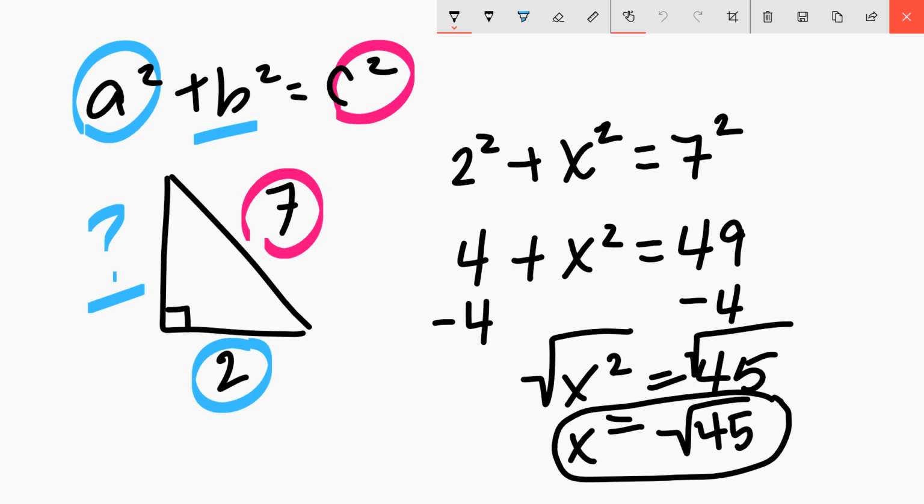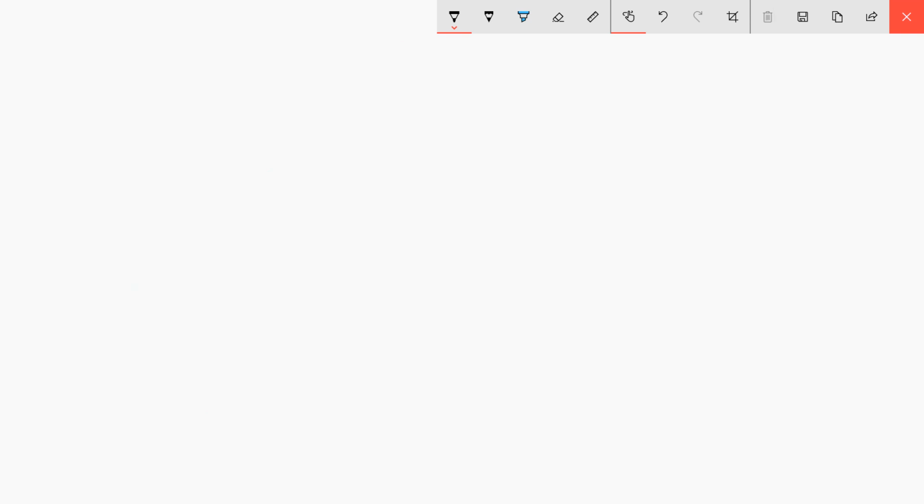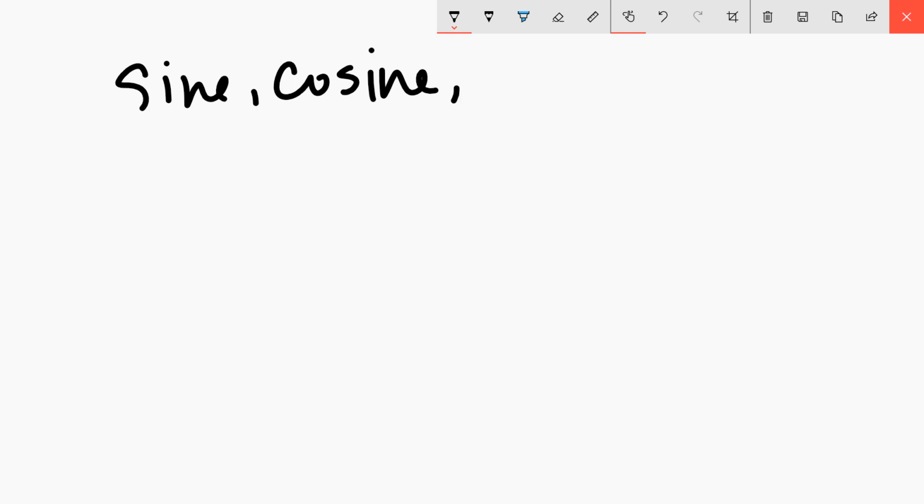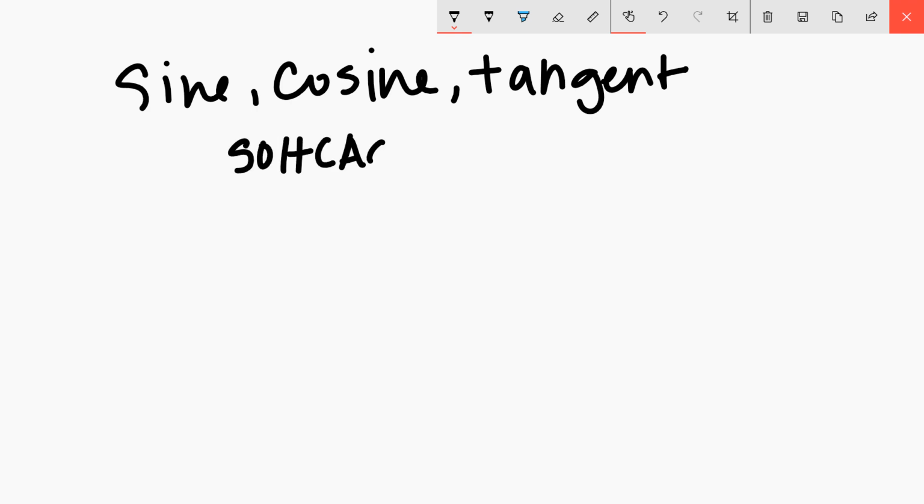Perfect. Okay, moving on to our sine, cosine, oops, and tangent. Super easy way to remember these terms is your SOHCAHTOA.